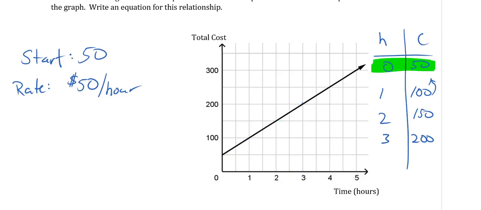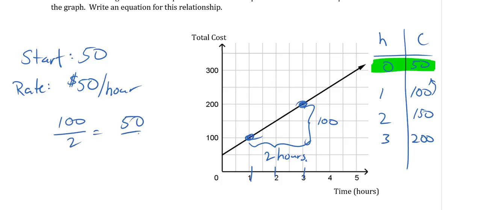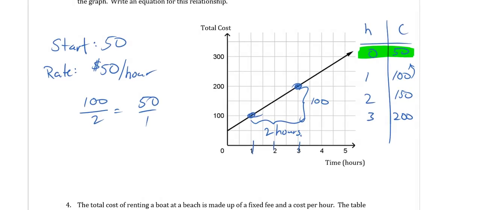I could go from 200 to 100, and I can see that that's a change of $100 in 2 hours. Look, it's 4 squares again, but it was from 1 hour to 3 hours, so that's 2 hours. There's different ways that you could think it through. That was $100 for 2 hours, which is the same as $50 for 1. And then if we write the equation, what's the equation going to look like?